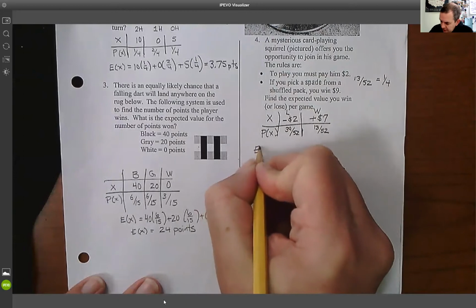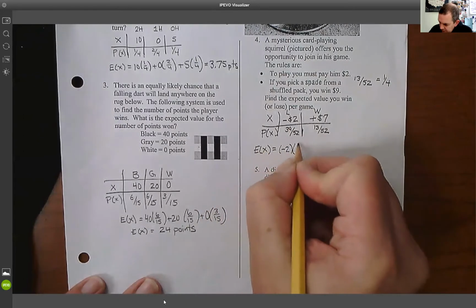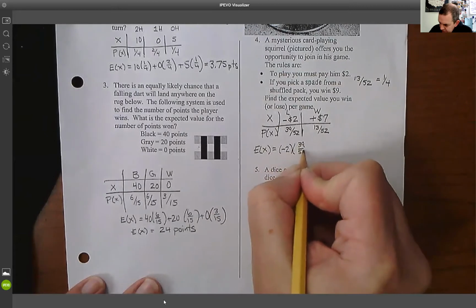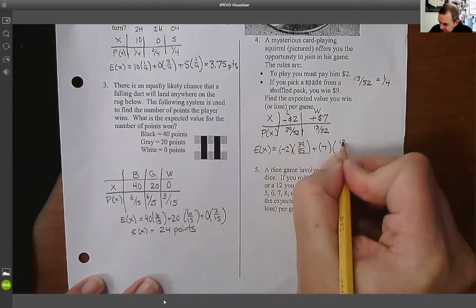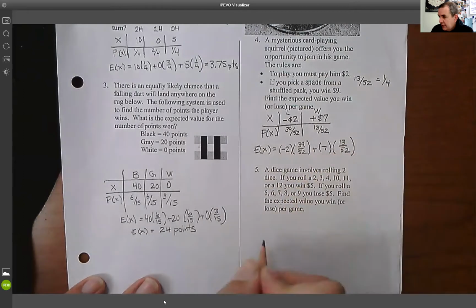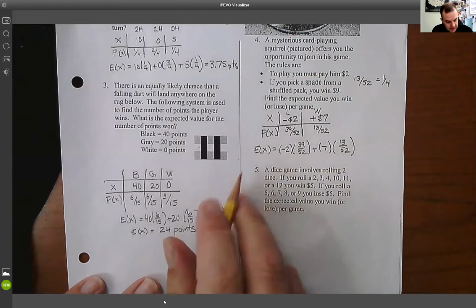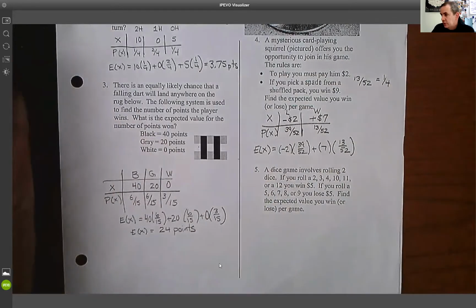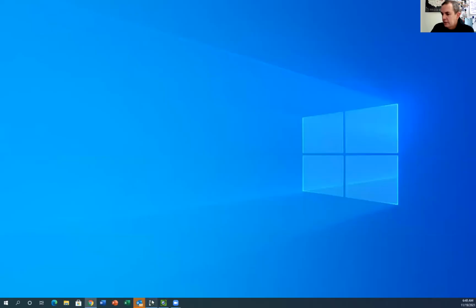Your expected value is going to be a much shorter calculation. It's going to be -2 times 39/52 plus 7 times 13/52. And again, you're going to go to your calculator on this one and type it in. Let's just do it so we can actually see what it looks like in the calculator. So we're going to jump back to the calculator.